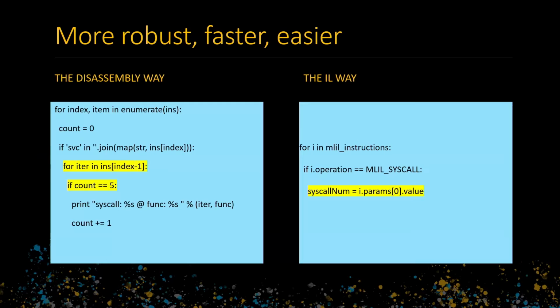But if we look over at the right-hand side, we had to show him the way you would actually want to do it if you're using an intermediate language. You step through the IL instructions, and you ask if it's a system call, and then you just read the value of the 0th parameter. So quite a bit easier, and now it works across all the platforms forever, right?